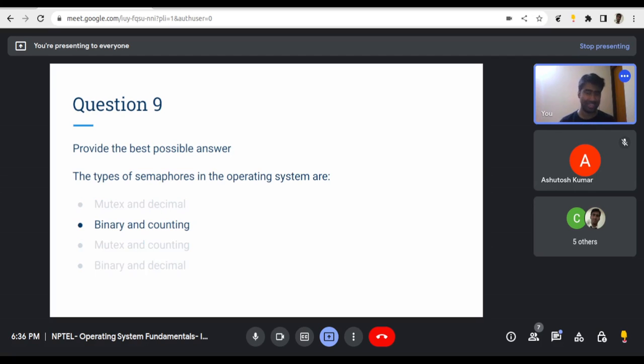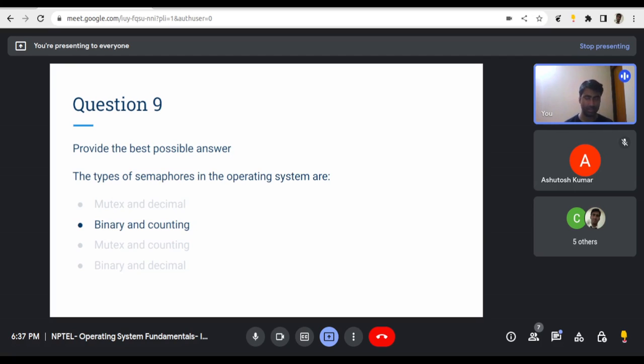So binary and counting is correct. There are two types of semaphores actually. I did not go into the details of semaphore. What happens in semaphore is that there are two functions, wait and signal. In wait, you are waiting for a particular variable, and in signal you are signaling, you are freeing a particular semaphore.